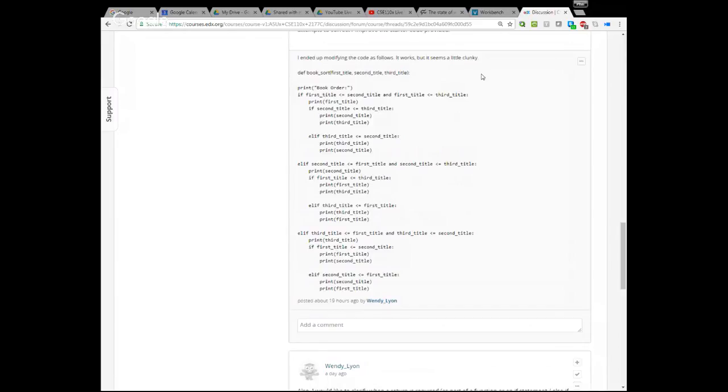So you could exhaustively say if the first one comes first, if the second one comes second, if the third one comes third, then do first, second, third. If the second one comes first, then the third one comes second, then the first one comes last, then print them in that order, and so on and so forth. So you could do 6 different cases, and it would be pretty long, right?